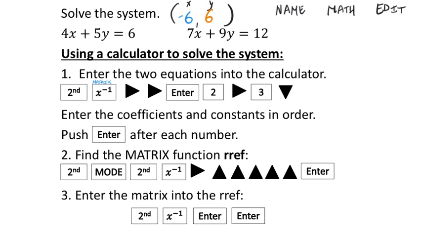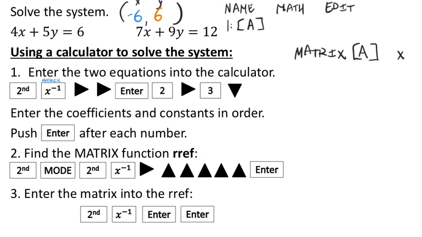Okay. We only want A. So right now at the top, you should see something like this, 1, and then it'll say A, and it's highlighted. You're just going to push enter. So I push enter right there. Okay, so I'm going to push enter because I want to edit matrix A.